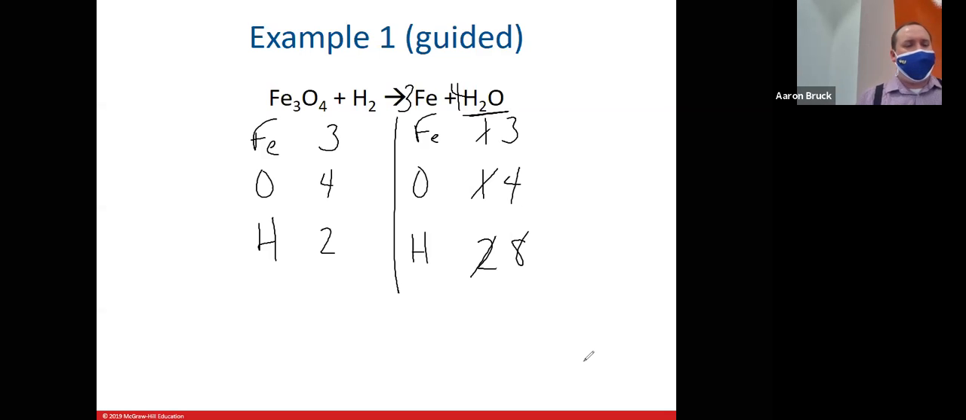So while I have fixed oxygen and iron, I now have a gap in my hydrogen. I need to balance hydrogen. Each hydrogen molecule has 2 atoms of hydrogen. I need 8 in total. 4 times 2 would give me those 8. And so that is my balanced equation overall here.